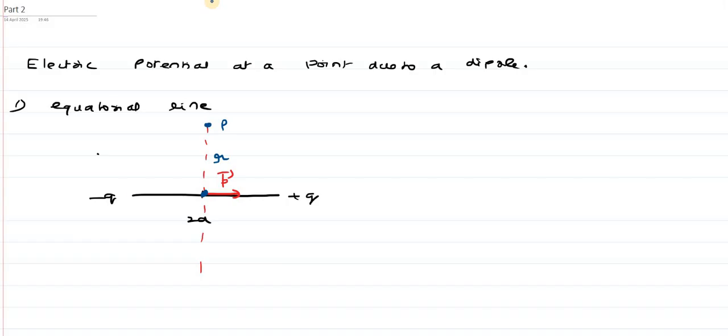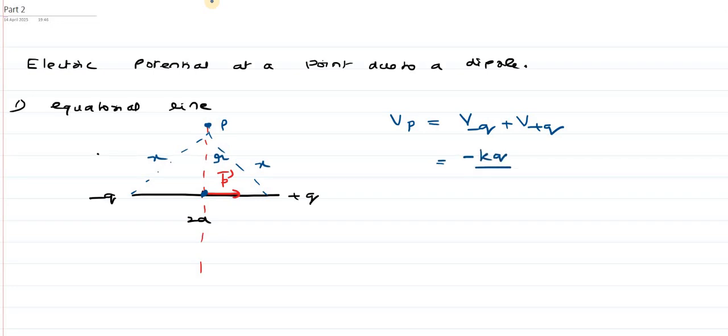So it is r. Since these two charges are at the same distance x and x, the potential at point P must be equal to the sum of the potential due to minus q charge and the potential due to plus q charge. So it will be minus kq by x plus kq by x. What is the sum? It is 0.